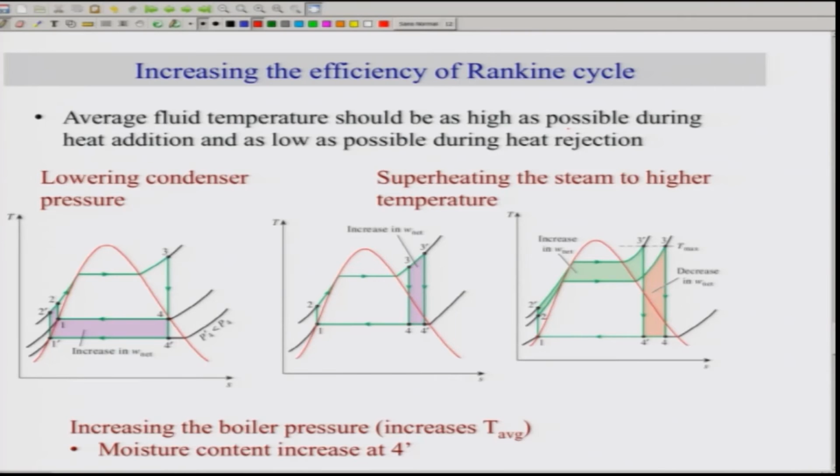So we can achieve this by first considering the case of lowering condenser pressure. So let's assume that the condenser operates at P4. And so the new pressure, if it is lowered, let's say P4 dash, this will increase the area, which is basically the increase in the W net. And thus the efficiency will increase.